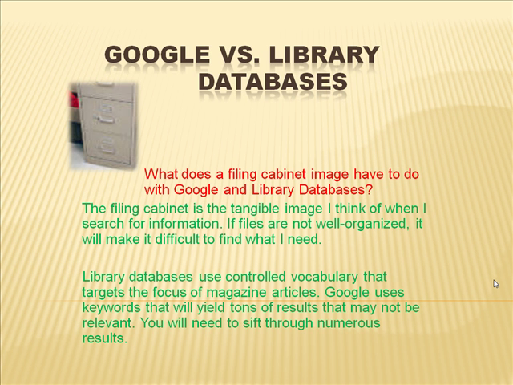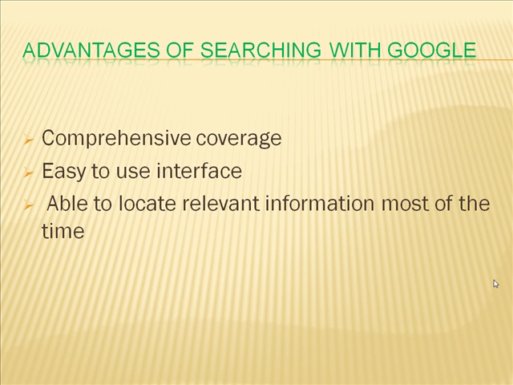Well, for one thing, the filing cabinet is the tangible image I think of when I search for information. If the files are not well organized, it will make it difficult to find what I need. Library databases use what we call controlled vocabulary that targets the focus of magazine articles. The controlled vocabulary consists of authorized terms or standardized terms, as opposed to natural language. Google uses keywords that will yield tons of results that may not be relevant. You will need to very often sift through numerous pages of results.